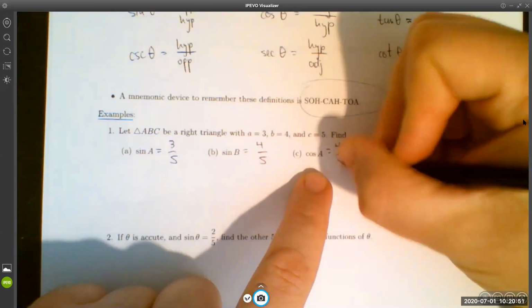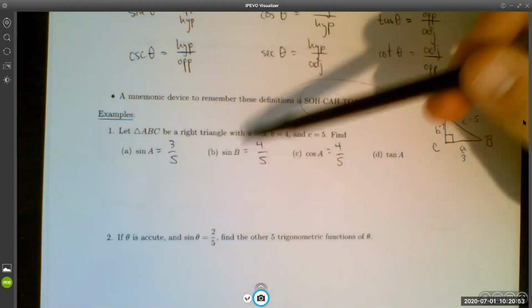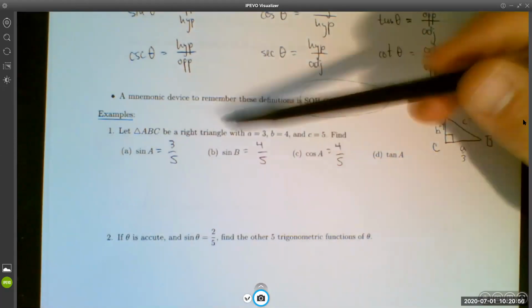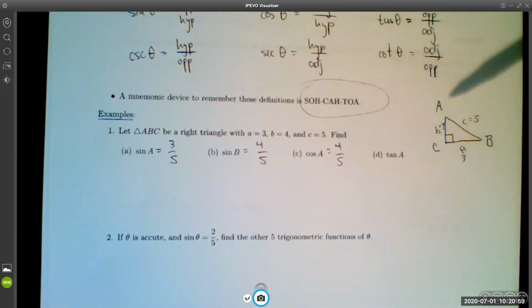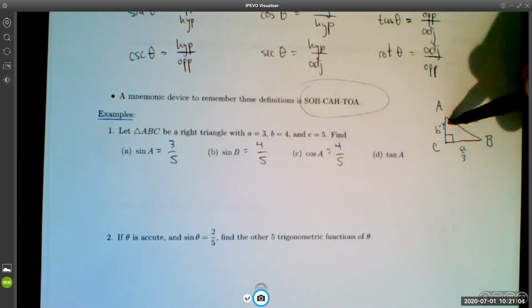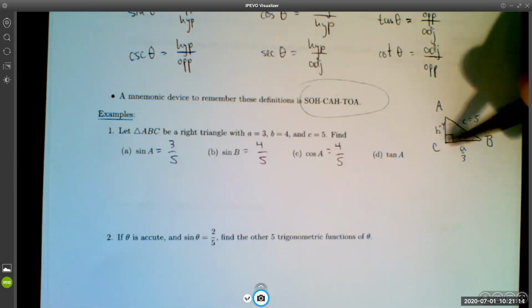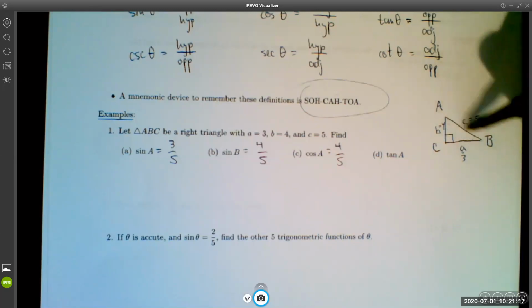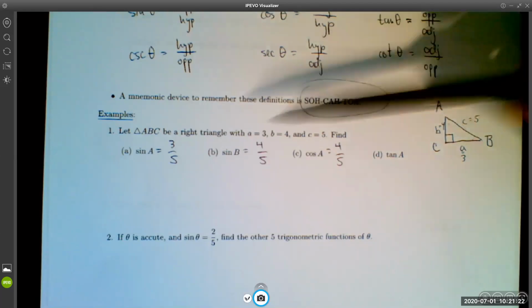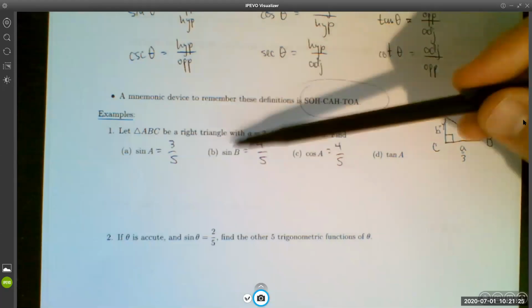Well, that's kind of interesting, right? So sine B and cosine A are the same thing. Well, that's the cofunction identity, right? That's because B and A are complementary angles, right? They add up to be 90 degrees. We know this because the angles of the triangle add up to 180 degrees, but 90 of them are already accounted for with angle C. So A and B add up to be 90 degrees, so they're complements of one another, right? So that's why sine B is the same as cosine A.